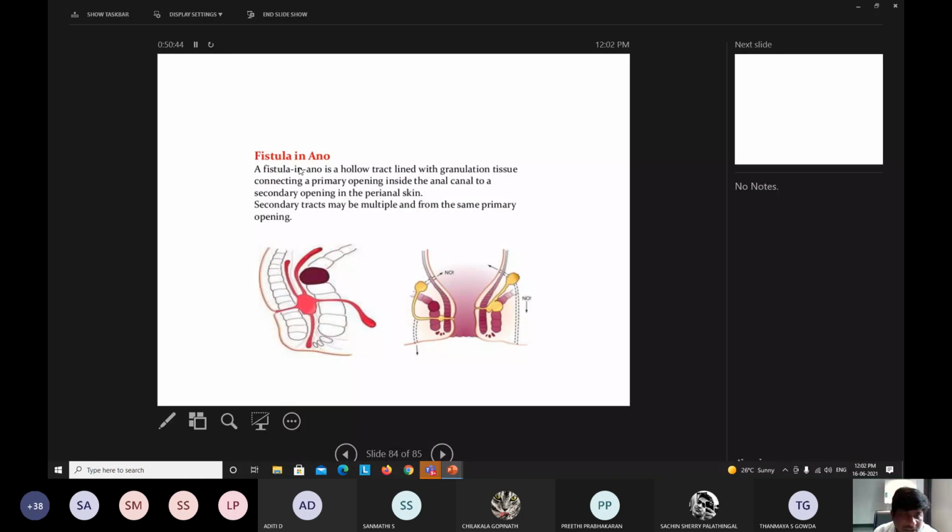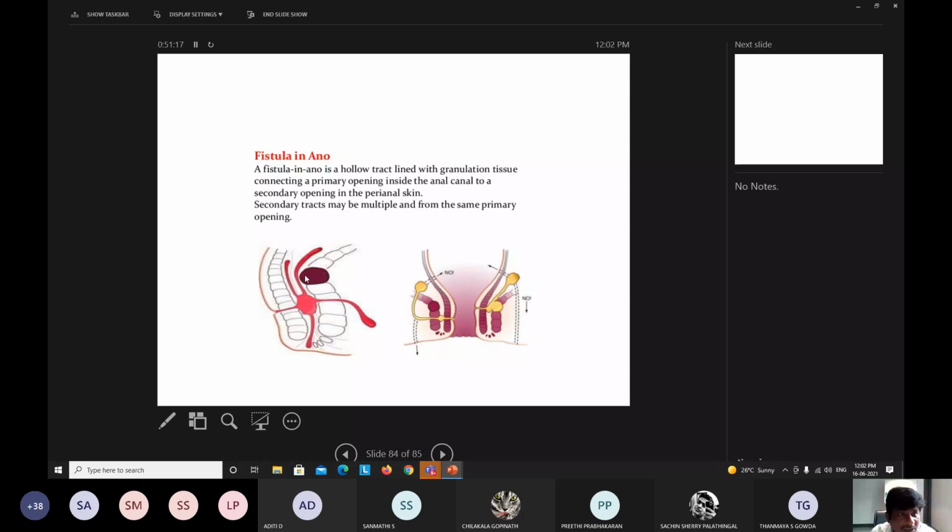Fistula in ano is a hollow tract lined with granulation tissue connecting a primary opening inside the anal canal to a secondary opening in the perianal skin. Secondary tracts may be multiple and arise from the same primary opening. Here you can see the fistula in ano. The two openings connect the rectum with the anal canal.